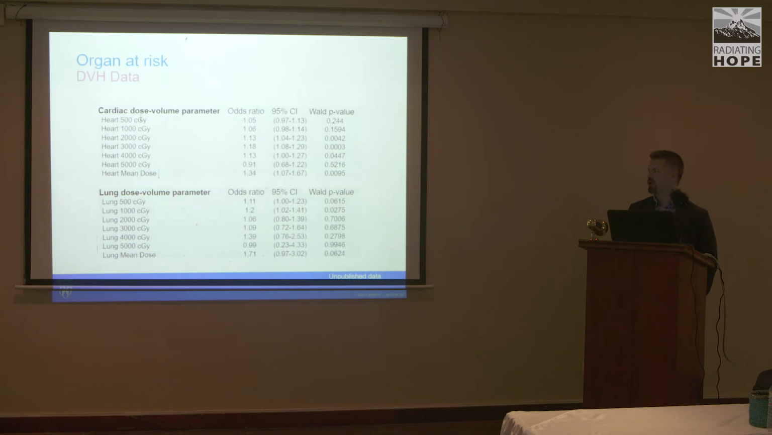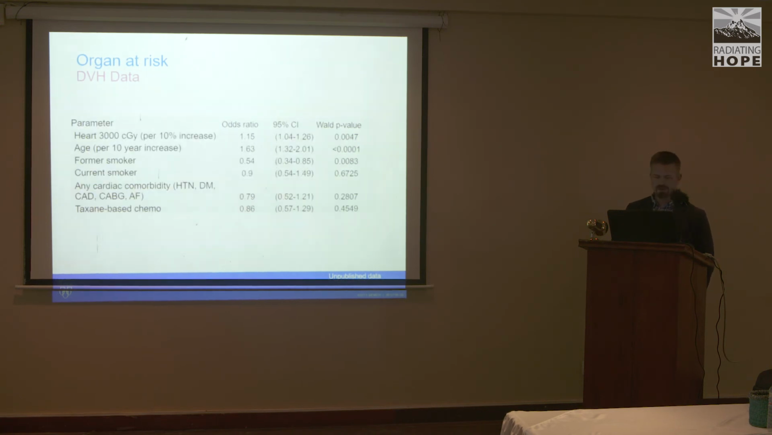In particular, the heart volume receiving 30 gray appeared to be a very important metric, which I'll show you in a slide. But we included this in a multivariable model, also taking into account comorbidities the patient has, their age, tobacco use, and the type of chemotherapy. We can see that the volume of the heart receiving 30 gray was a predictive metric of heart complication or lung complication following completion of treatment.